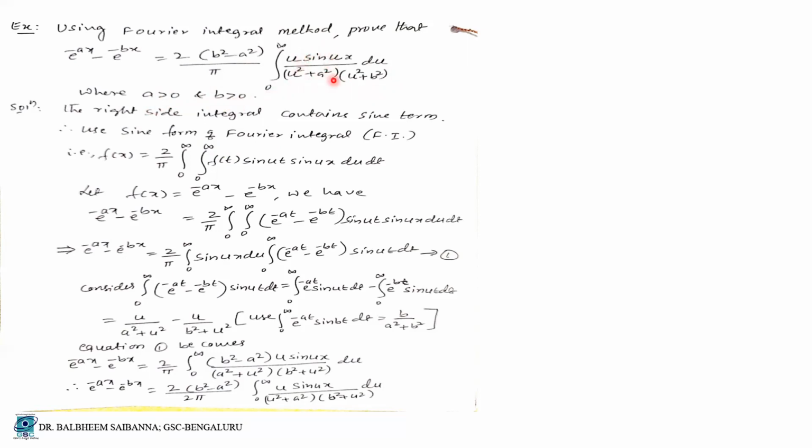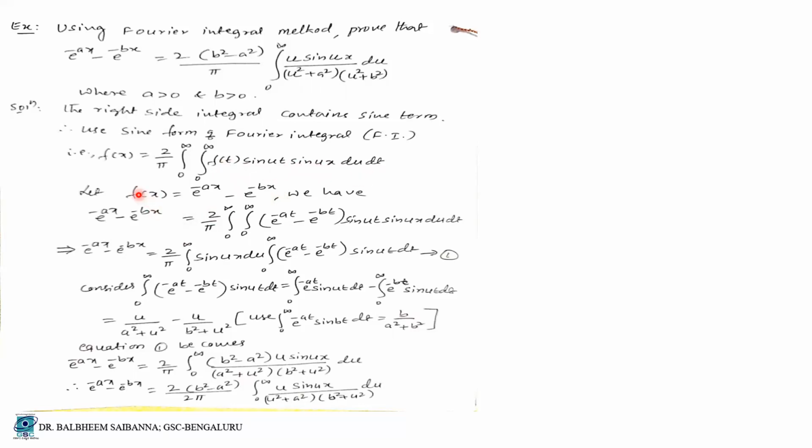Look at the right hand side of the given problem. Sine is there, which means the right side of the integral contains a sine term. So that is why we use the sine Fourier integral. The formula is f of x equals 2 by pi double integral 0 to infinity f of t sin ut sin ux du dt.